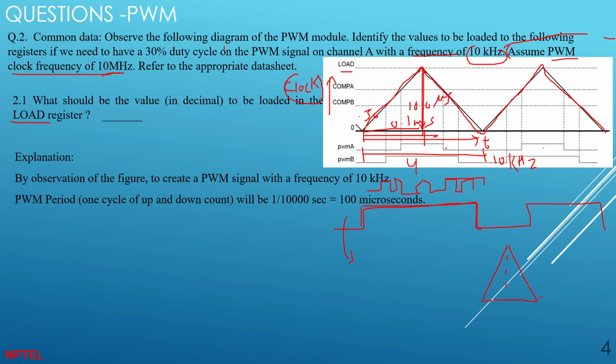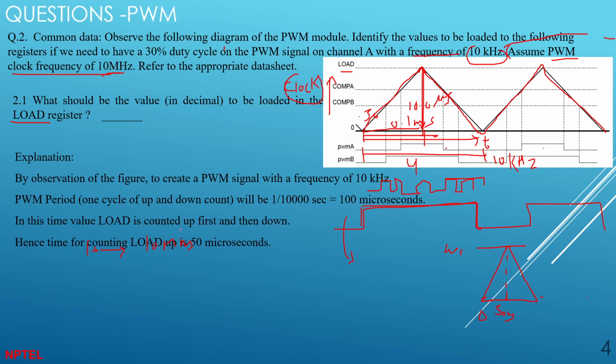I've made the same diagram again. What you need to write is how many clock cycles it takes to go from 0 to 100. That is the load, and we know it is 50 microseconds. So what is the PWM clock cycle? In 1 second, it gives around 10 megahertz. And for 50 microseconds, what will the clock cycle count be?